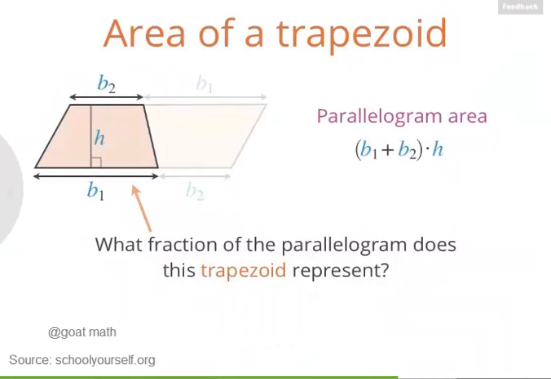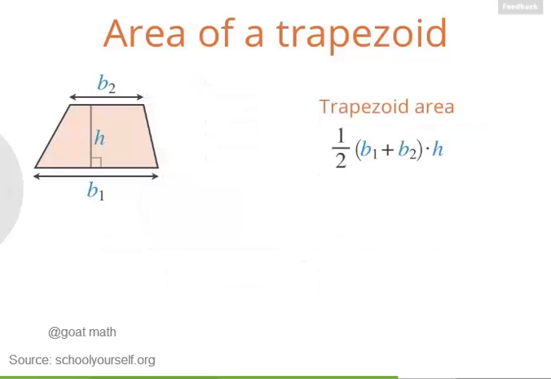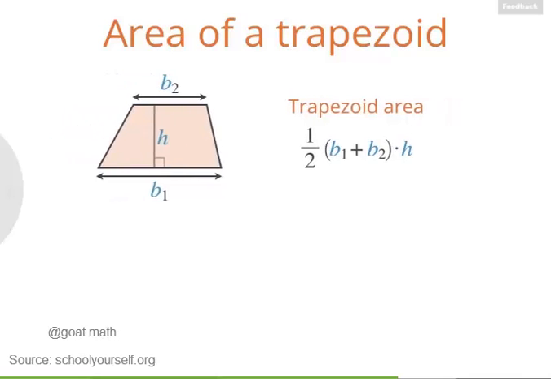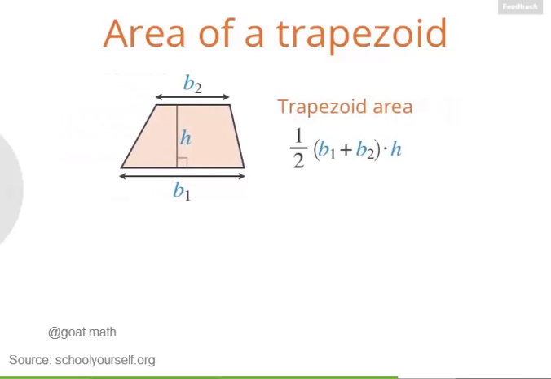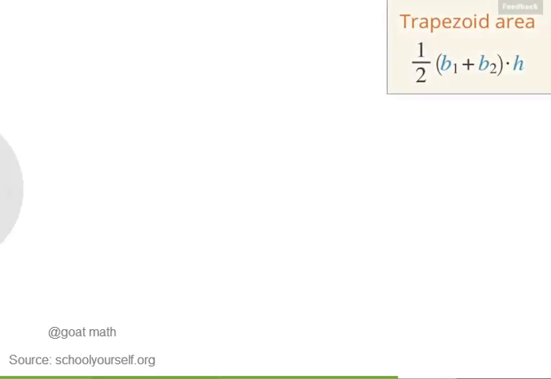Exactly right. This trapezoid is half of the parallelogram, and that means it has half the area. So the area of this trapezoid is 1/2 times b1 plus b2 times h, and this is the general formula for the area of a trapezoid. Add up the lengths of the bases, divide by 2, and multiply by the height. So let's try out a sample problem.